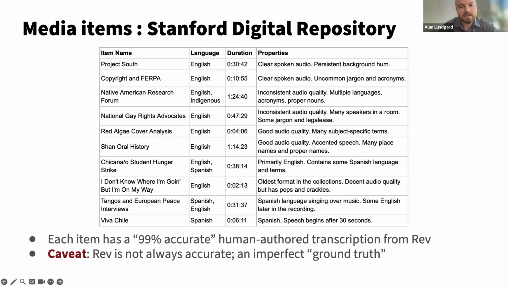And each of these items has a quote unquote ground truth human authored transcript from the Rev transcription service, which we use as the baseline comparison for our model output. It's important to note here a caveat, which is that Rev claims to be 99% accurate, but is not always, as we will see later on. So it's an important but imperfect ground truth, and the best we have at this time.